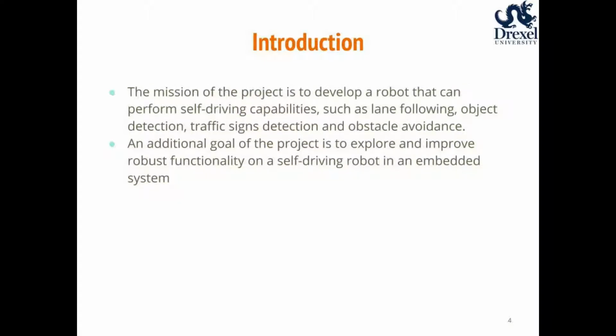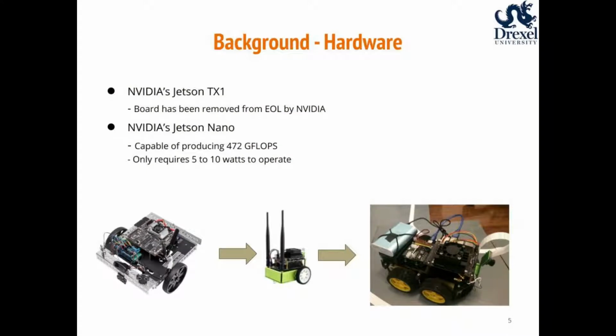The mission of the project is to develop a robot that can perform self-driving capabilities such as lane following, object detection, traffic signs detection, and obstacle avoidance. An additional goal of the project is to explore and improve robust functionality on a self-driving robot in an embedded system. This project started with the Jetson TX1 development kit inherited from an earlier project on a similar topic. However, since the Jetson TX1 board has been removed from EOL by NVIDIA, making it difficult to use NVIDIA's SDK Manager to flash the OS, the hardware was changed to NVIDIA's Jetson Nano platform.